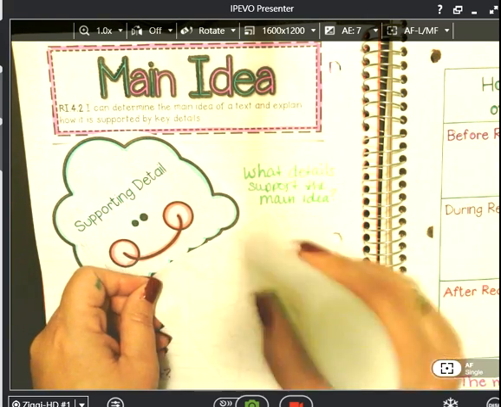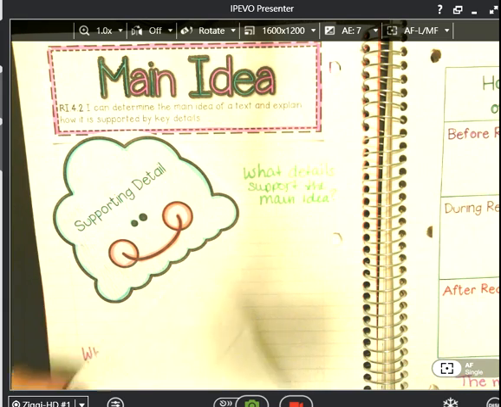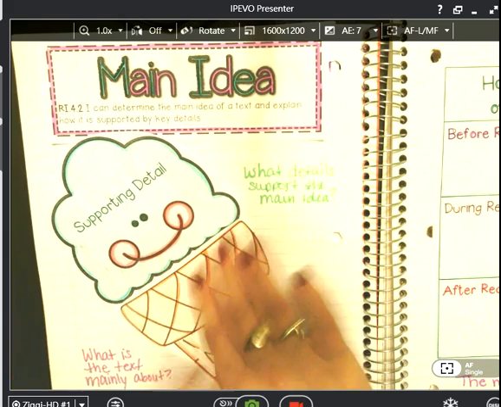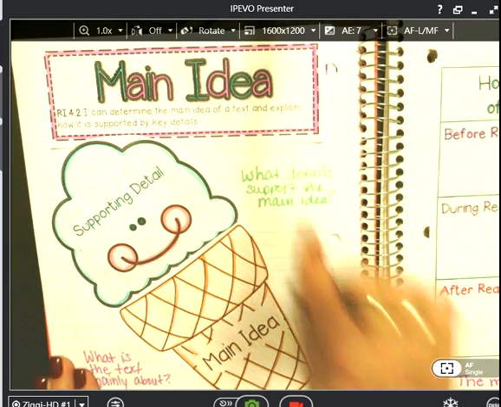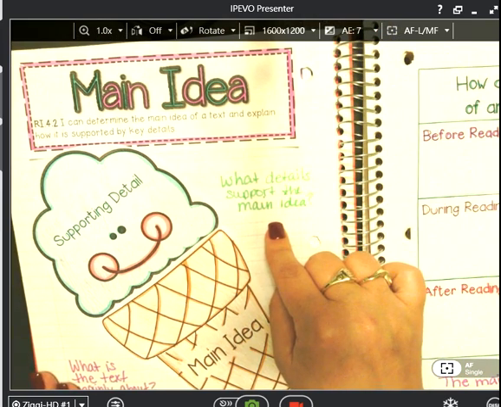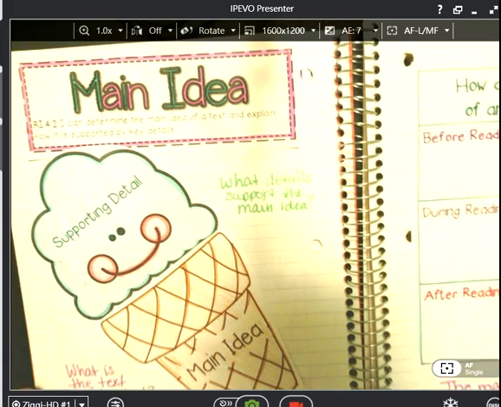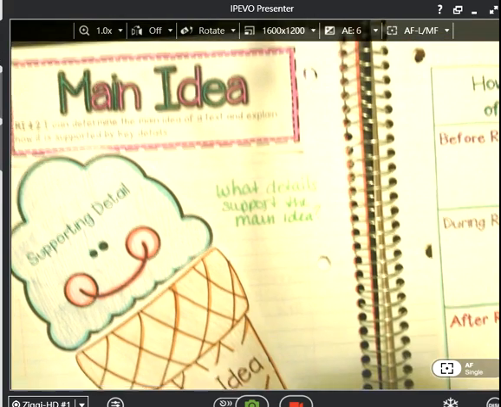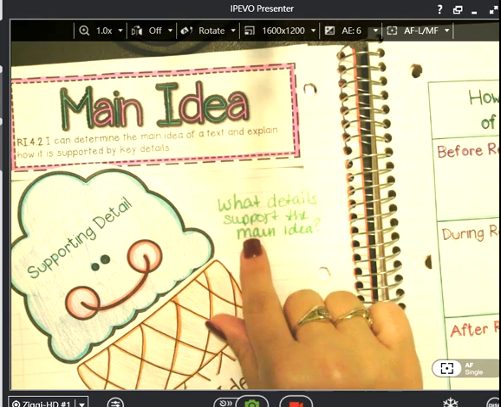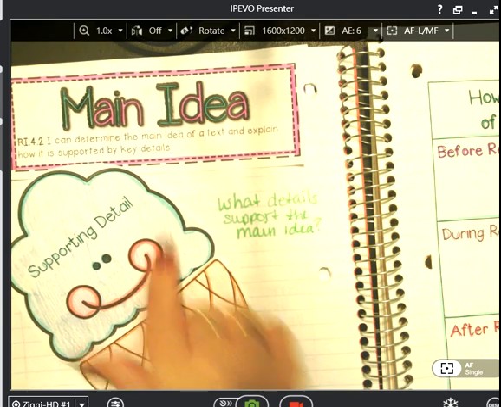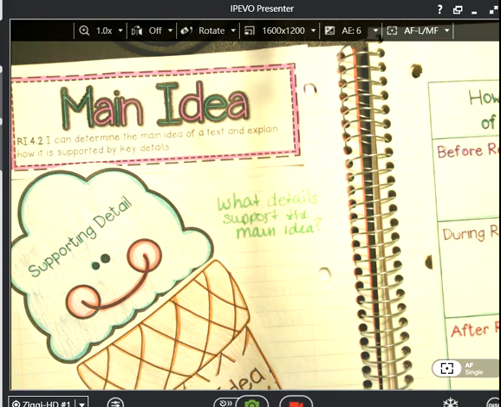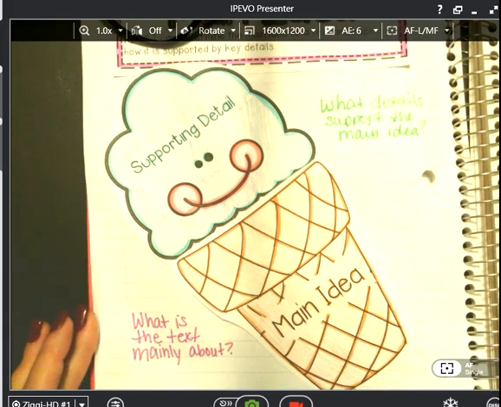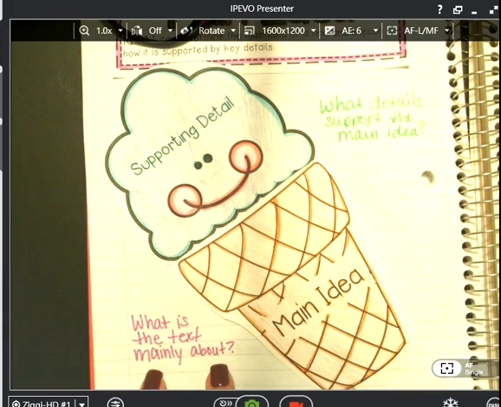The questions that you should ask yourself when you're looking for the main idea and details in a text passage, the first thing that you need to ask yourself is, what details support the main idea? I'm going to zoom in on that a little bit. Okay. What details support the main idea? That is the question you ask yourself when you're looking for supporting details. And then down here, I'll move the page a little bit more, is, what is this text mainly about?